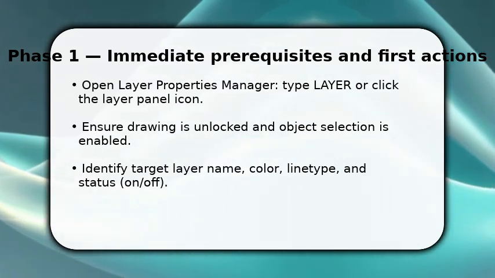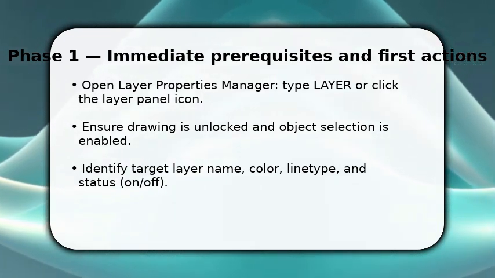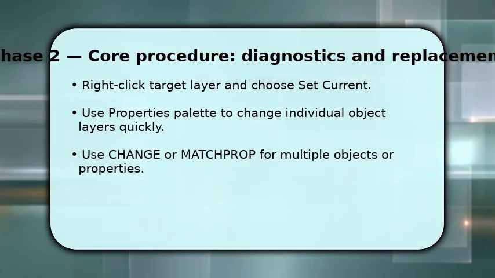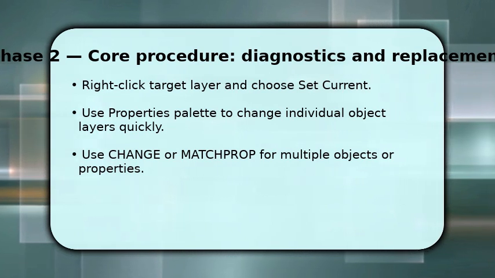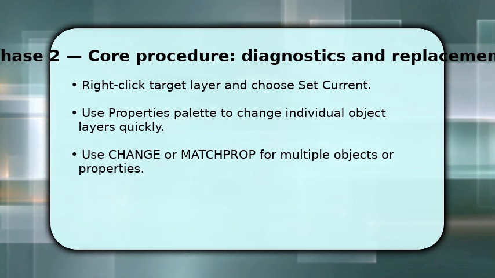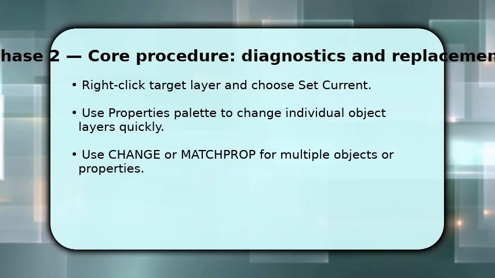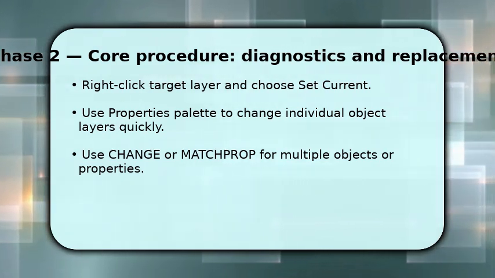Now you're ready for the actionable change step. You set the target layer current by right-clicking it in Layer Properties and choosing Set Current. This makes new geometry draw on that layer. If moving existing objects, select them and pick the layer from the Properties palette, or use the Change Object Layer command. For many objects, use Match Prop to copy layer properties or use the Change command with the Layer option. This is faster for batches.